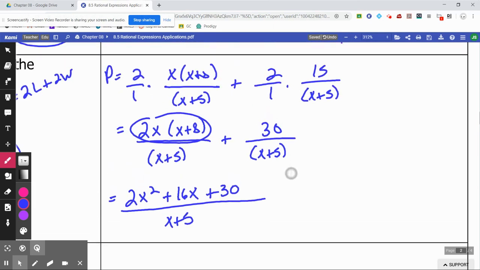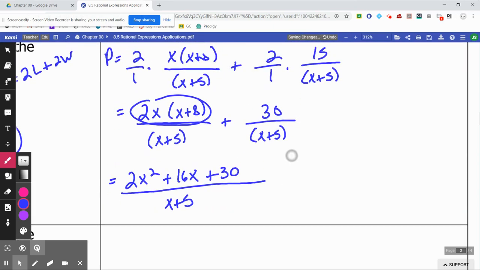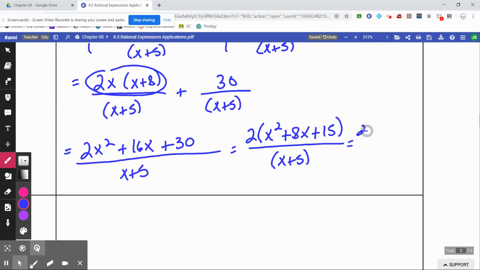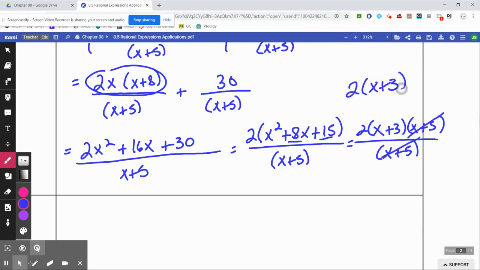Now the top will, let's see, yeah, the top will factor. Let's factor out a 2 first, and we're left with x squared plus 8x plus 15 over x plus 5. And it'll factor one more time. That'd be a 2, and then 2 sets of parentheses. That's an x and an x. Adds, multiplies: a positive 3 and a positive 5 over x plus 5. The x plus 5's are gone, and our final expression for the perimeter is 2 times x plus 3.